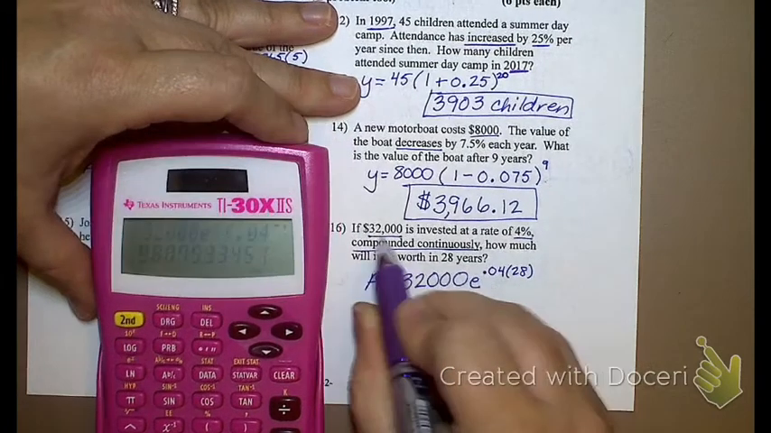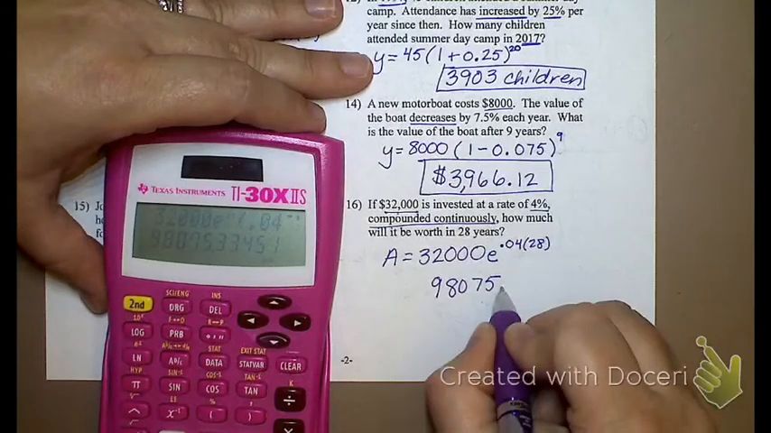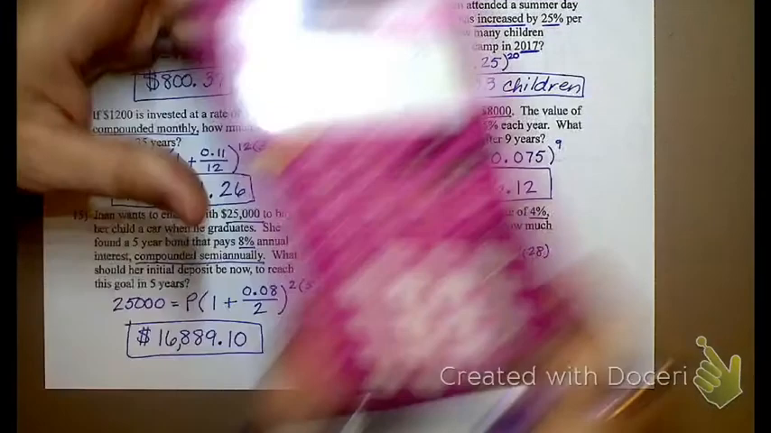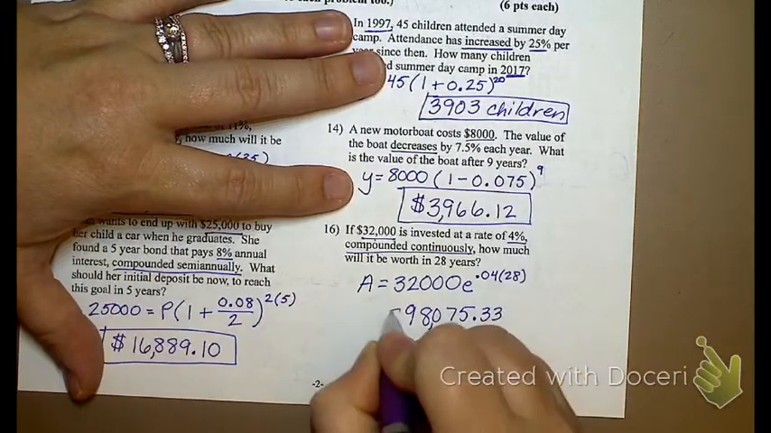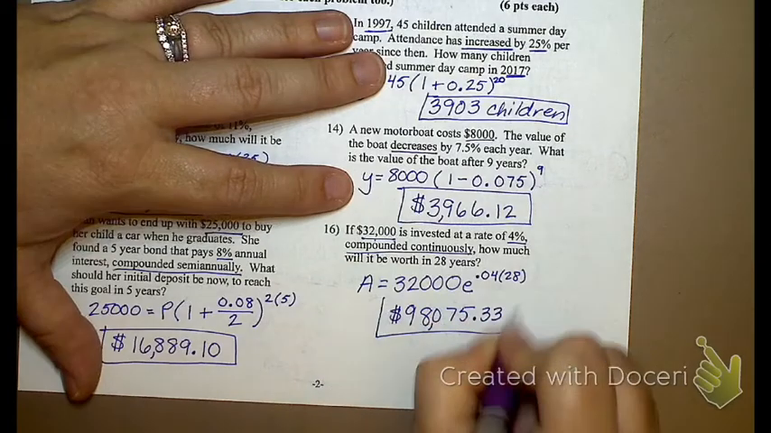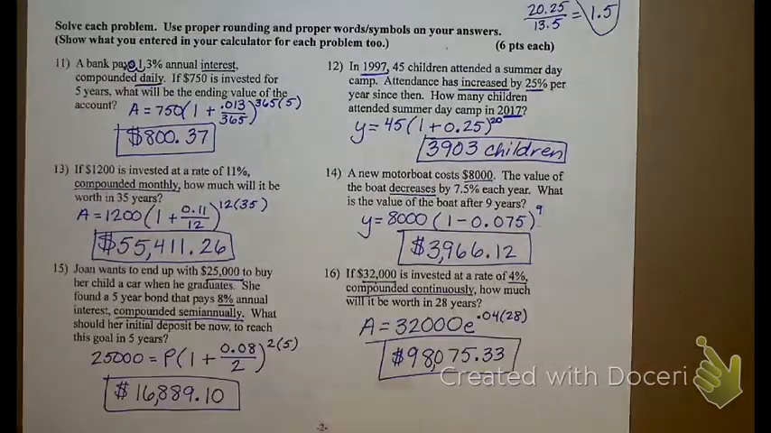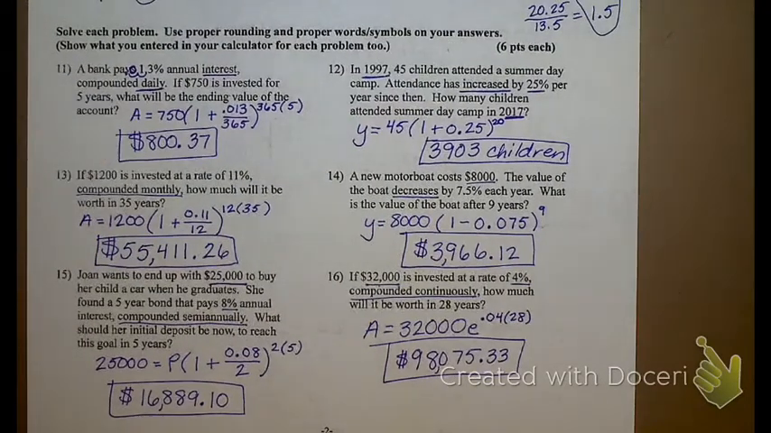98075, that's good because it's bigger than 32,000. Should be growing. Point what? 334, what does that round off to? 33 cents. Put your comma and your dollar sign if it's bigger than 1,000, and there you go. So how are these ones graded? 3 points for the equation, 3 points for the answer. Okay? All right, happy studying.